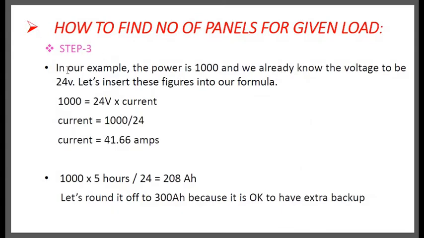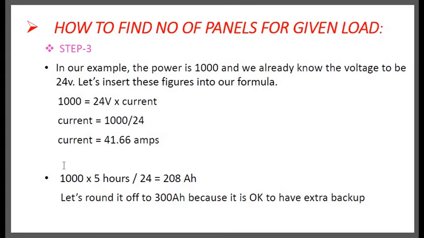Now, in step 3, in our example, the power is 1000 watt and we already know the voltage to be 24 volt. So, let's insert these figures into our formula. So, we can say that 1000 watt is equal to 24 volt into current. So, we can simply find our current from these two figures of power and voltage. So, current will be 41.66 amperes. By dividing this power by 24 volt, we get the 41.66 ampere of current required by our appliances.